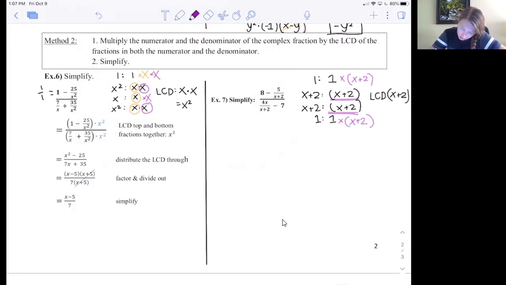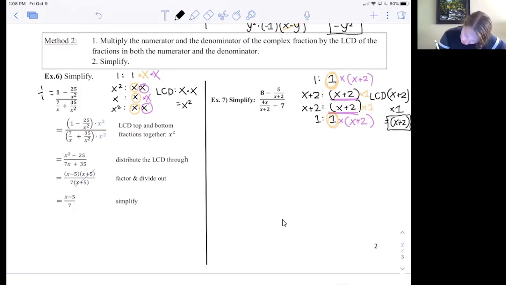If it was easier for you, you could say, okay, well, this value technically has a 1 and this has a 1. So then I would need to times this by 1 and this by 1. And then my LCD would be x plus 2 times 1, which you could do, but x plus 2 times 1 is just going to give me x plus 2. So I just skipped that step. So our LCD is x plus 2.